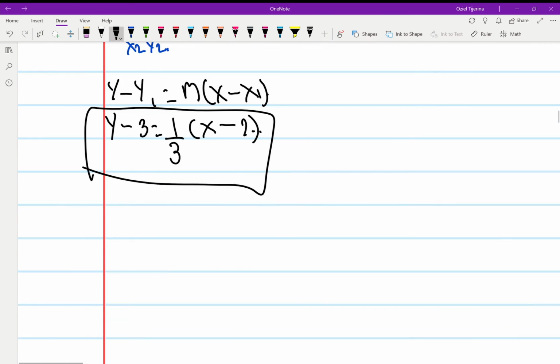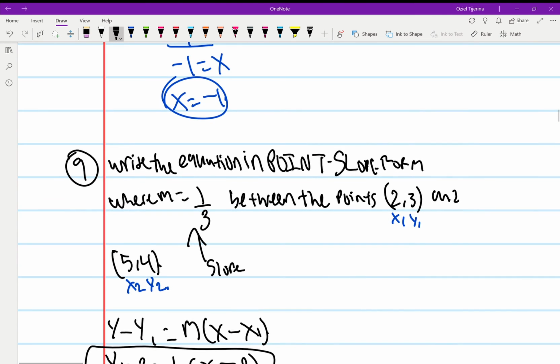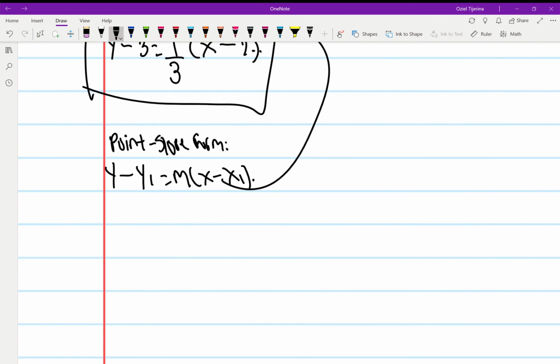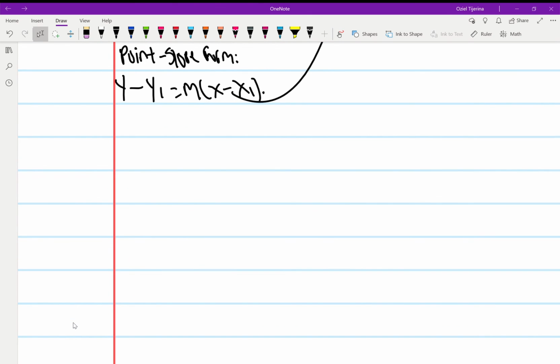So in point slope form, if you want me to go over that, it's defined as y minus y1 equals m times (x minus x1). So that would be, again, the point slope form. And now we have to solve for y in this equation.